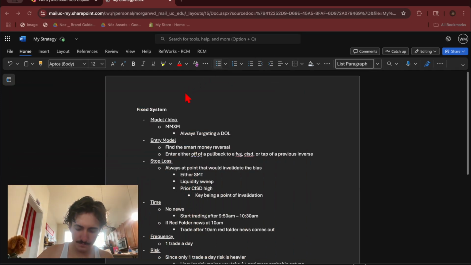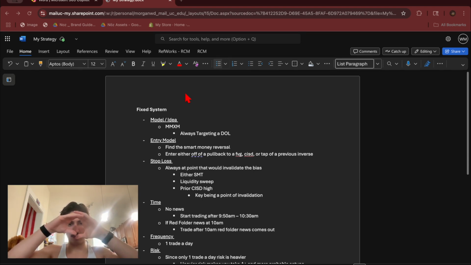For my model, it's the ICT market maker model. What is that? That's the curve thing that looks kind of like this. You'd have buy side of the curve, sell side of the curve, or it can be like this. That'd be a market maker sell model, market maker buy model. Today I'm not going to go into it too much because I don't think that's necessary. I'm just taking you through the basics of what my strategy is and what works.